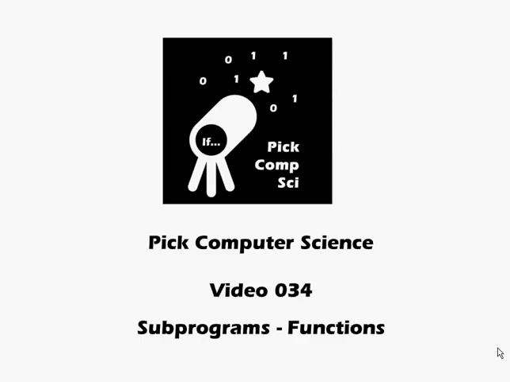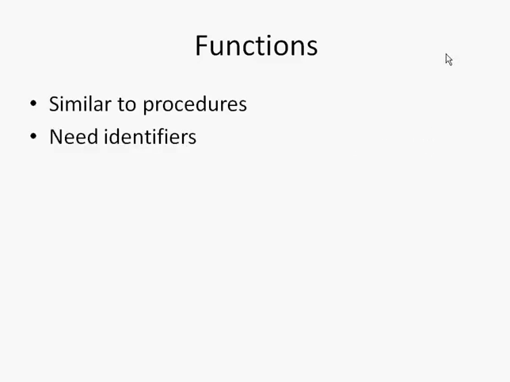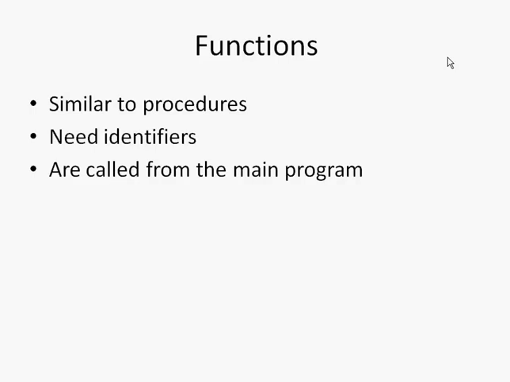Pick Computer Science video number 34, again looking at subprograms, but this time functions. So what are functions then? These are very similar to procedures. They need identifiers like procedures do. They're called from the main program just like procedures, and they can use parameters just like procedures.